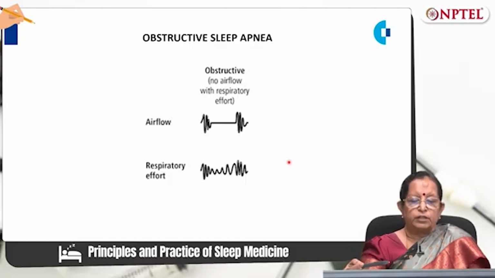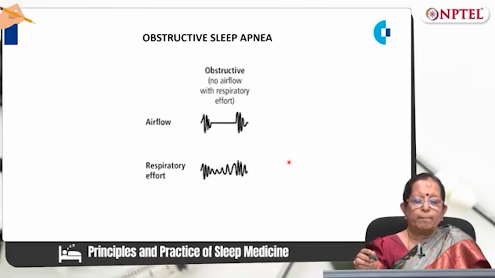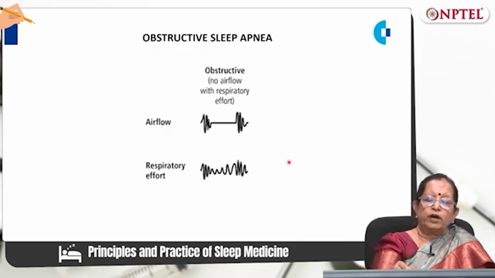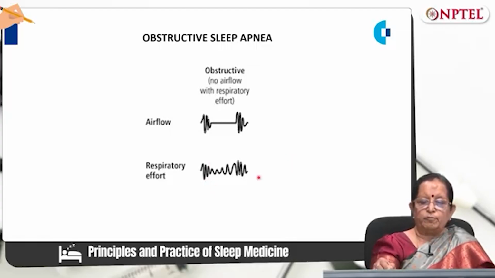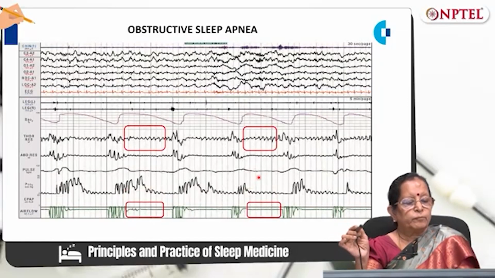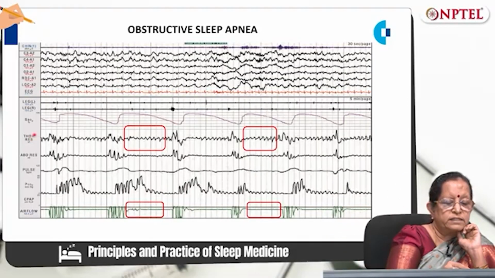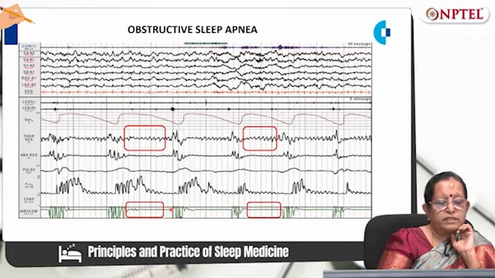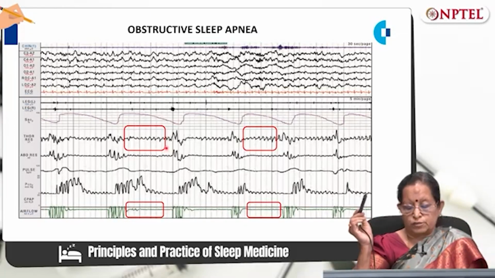How will you diagnose all these events? Obstructive sleep apnea, as I told you, the nasal sensor will detect no airflow. There is no airflow at all. But even though there is no airflow, respiratory efforts will be continuing. See, this is the thoracic channel, this is the abdominal channel, this is the airflow. Can you see no airflow, but still thoracic and abdominal movements are there. This is obstructive sleep apnea.